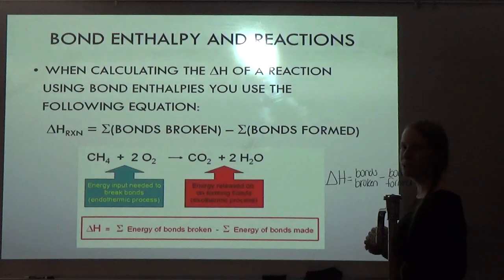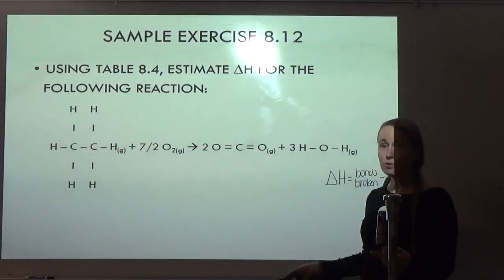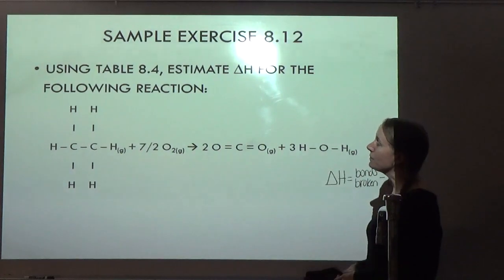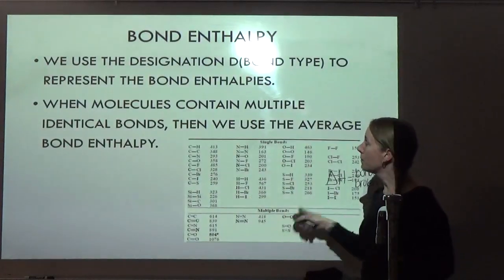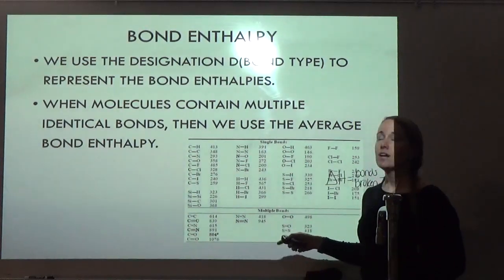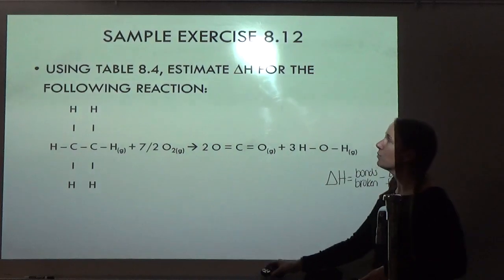And that's all we're doing. Okay, bonds broken minus bonds formed. And so we're going to use the numbers, like the numbers you're going to see me write for all of these different bonds, I'm pulling from the bond enthalpy chart, which, like I said, is in your book. Or you can Google one, that works too.